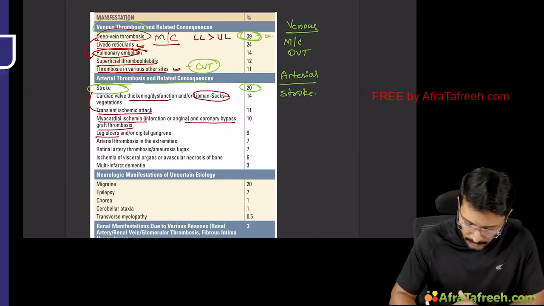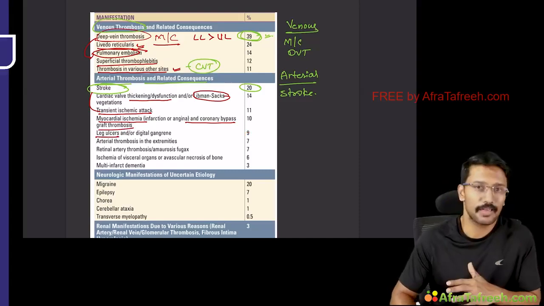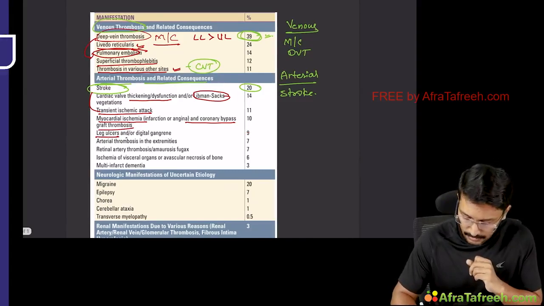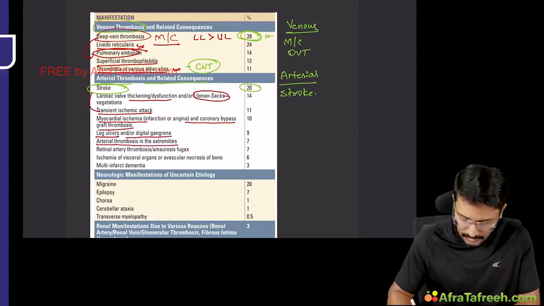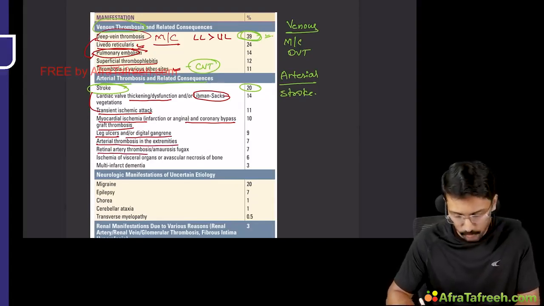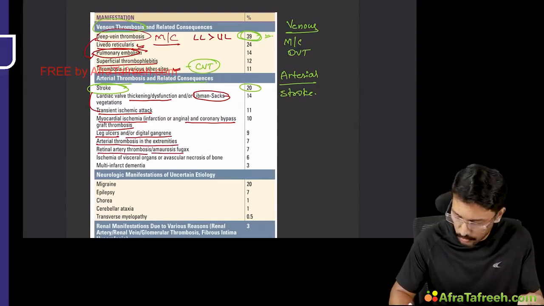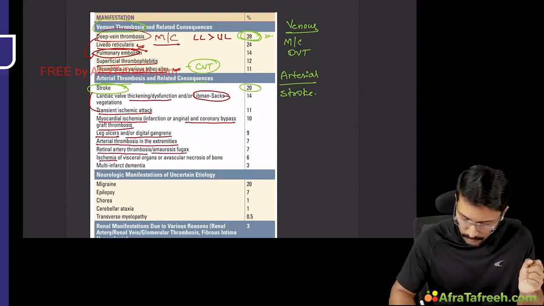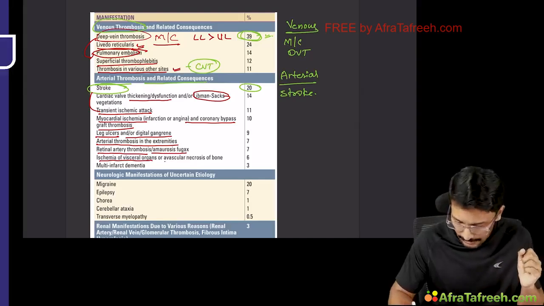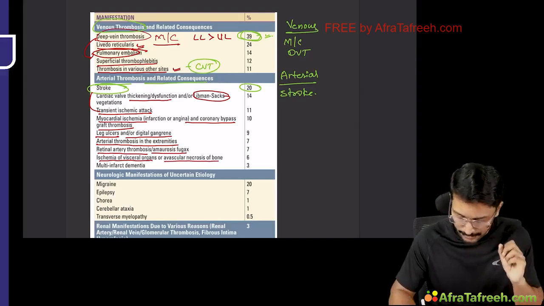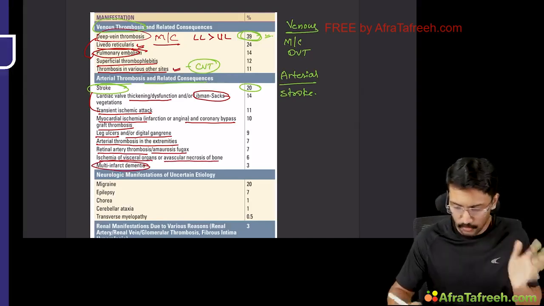Then patients can develop leg ulcers, which are sometimes very difficult to heal or treat. Non-healing leg ulcers or digital gangrene. Arterial thrombosis of the extremities can occur. Retinal artery thrombosis presenting as blindness or amaurosis fugax. Then ischemia of the visceral organs, including mesenteric artery ischemia, and avascular necrosis of the bone and multi-infarct dementia, right? All of these are the arterial complications.